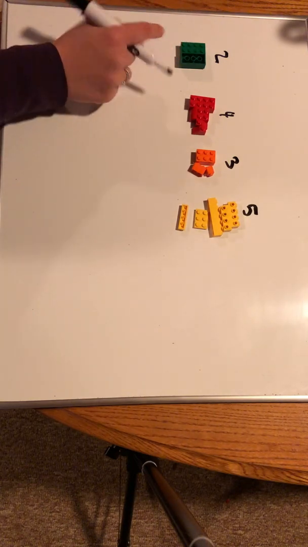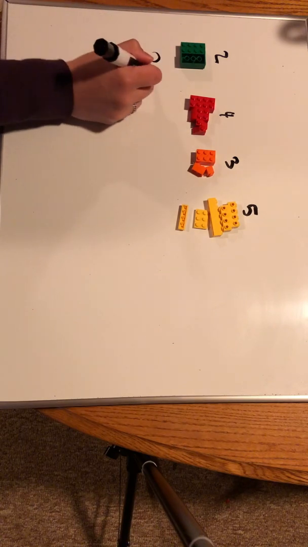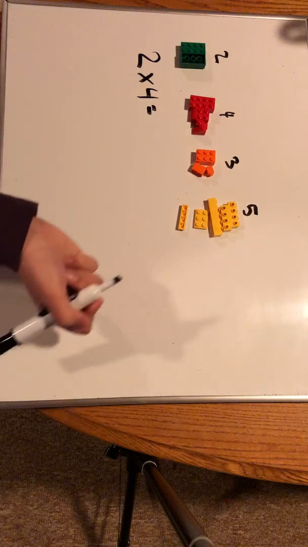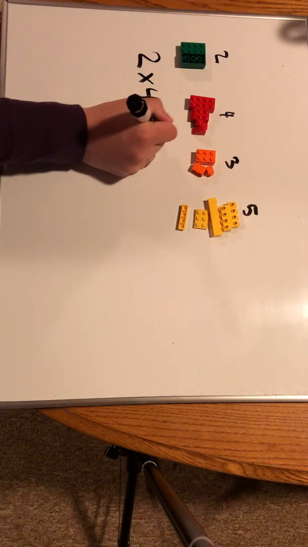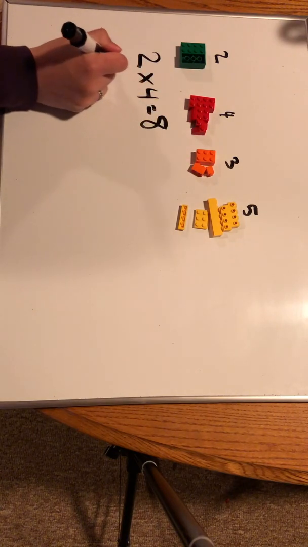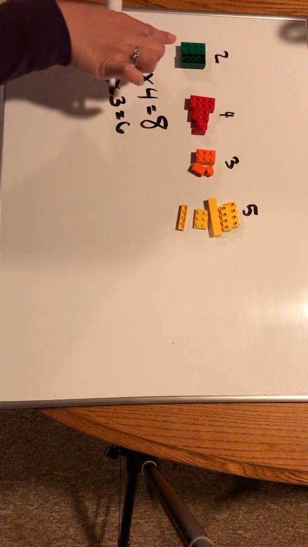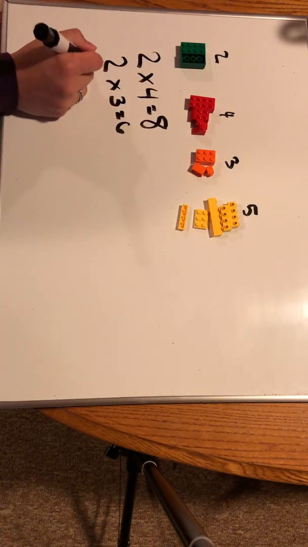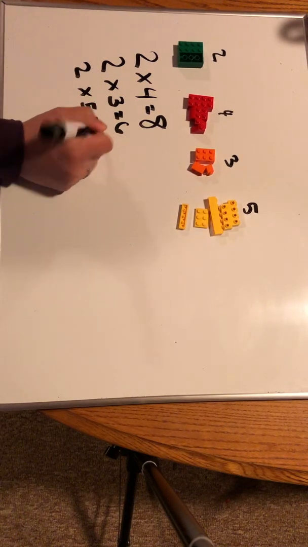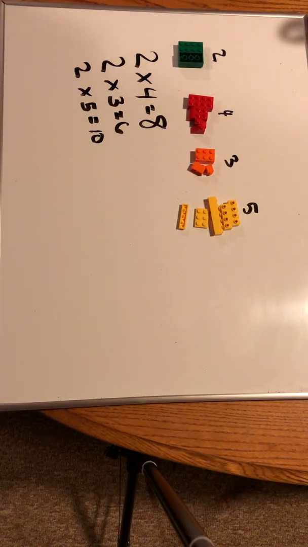So for my first one for green, 2 times 4, which is 8. Now I'm going to multiply green and orange. 2 times 3 is 6, and then green and yellow. 2 times 5 is 10. So you would go through and do that for all of the colors.